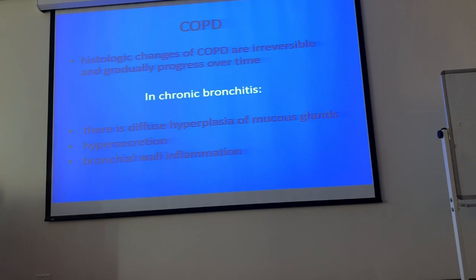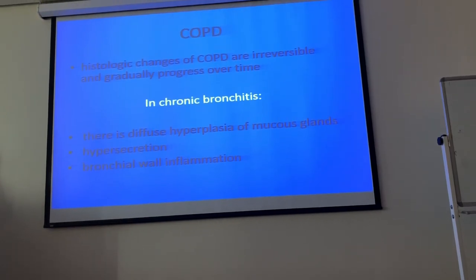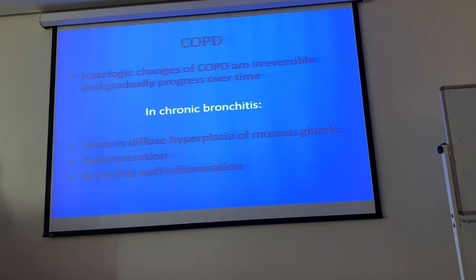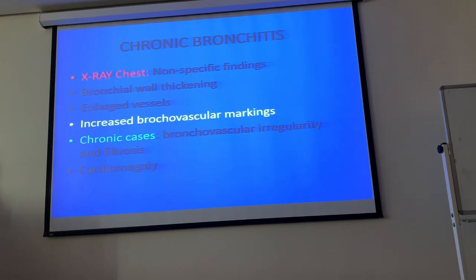Histological changes are irreversible and they usually progress over time. In chronic bronchitis, there is diffuse hyperplasia of mucus glands, there is hypersecretion and bronchial wall inflammation. Now, X-ray chest, the findings are non-specific. Okay?